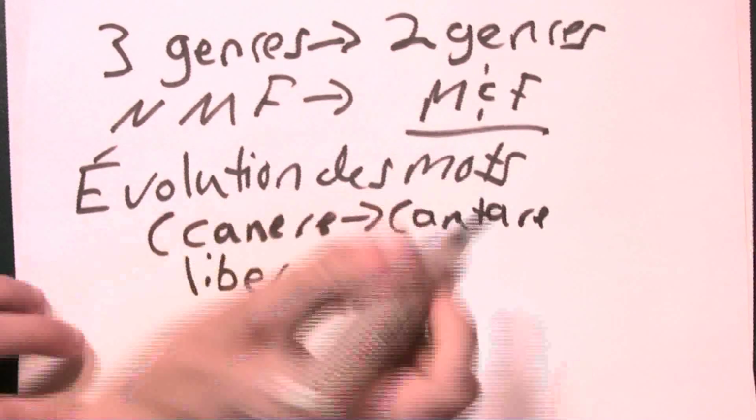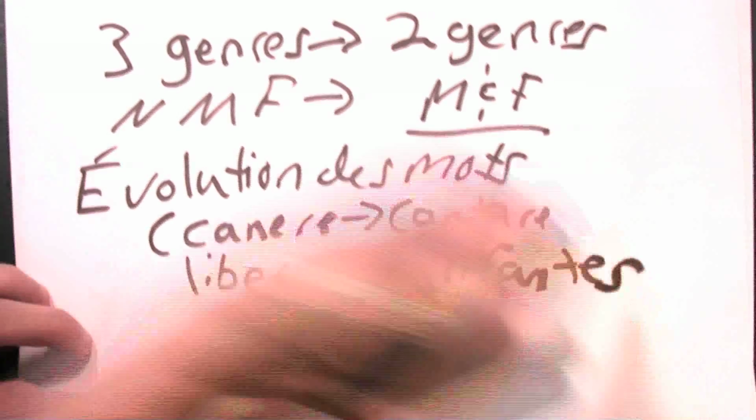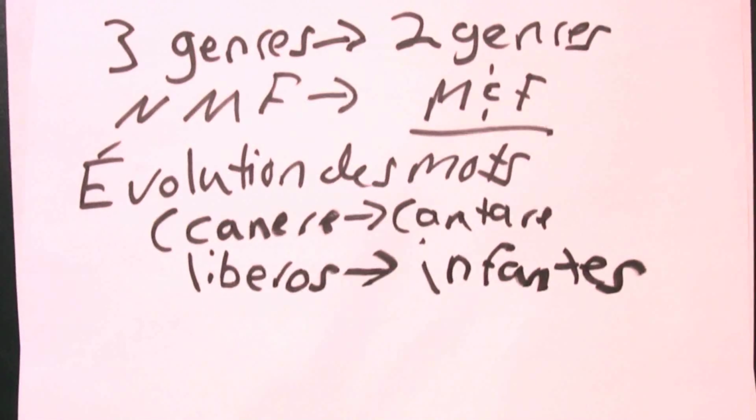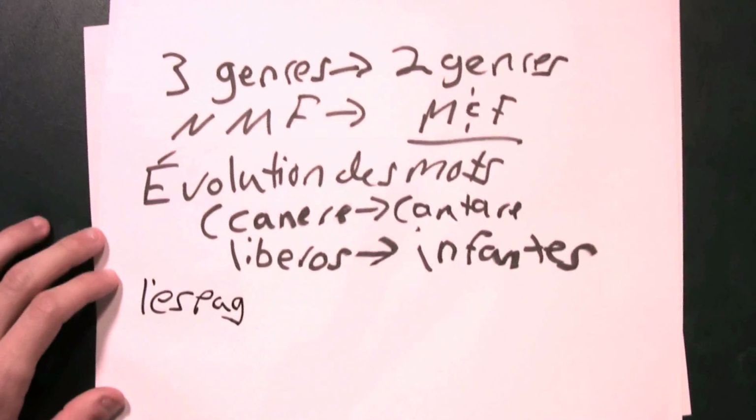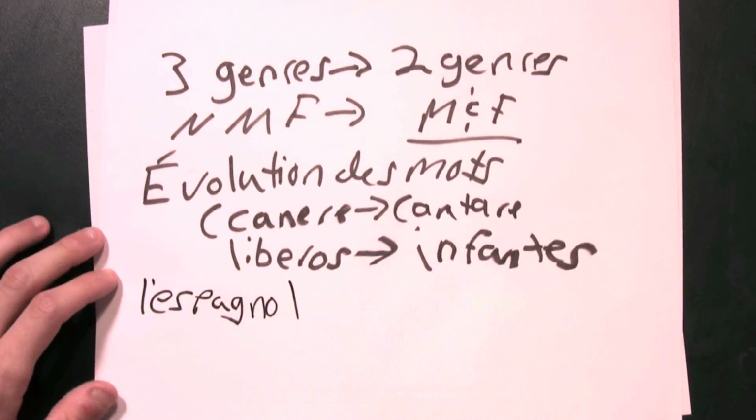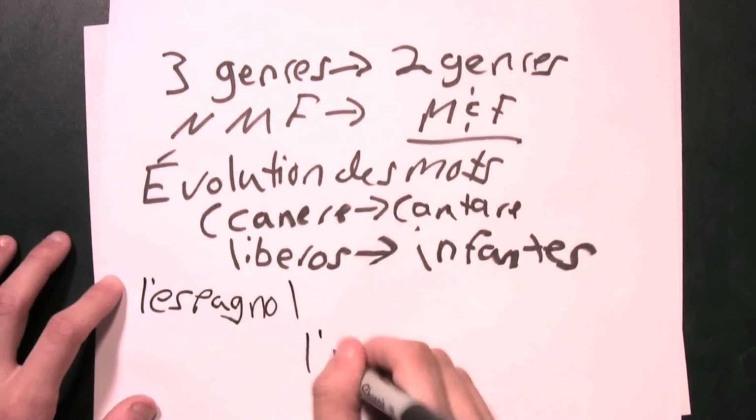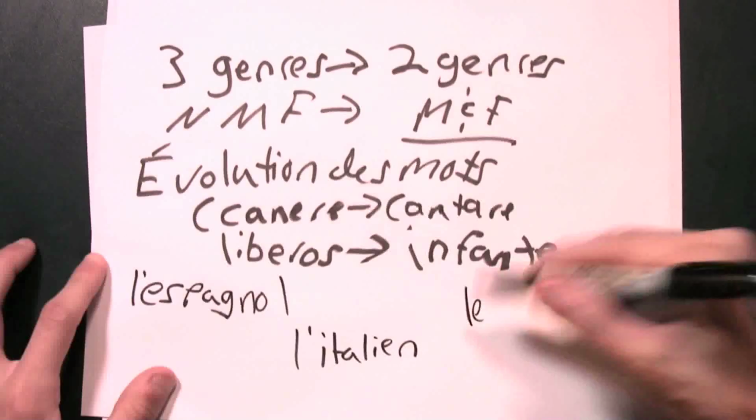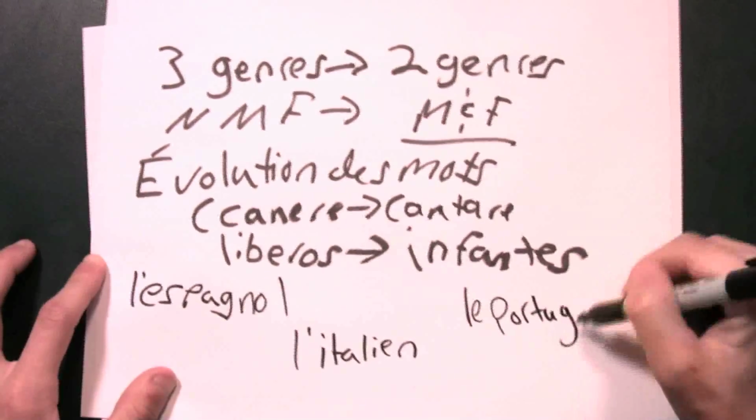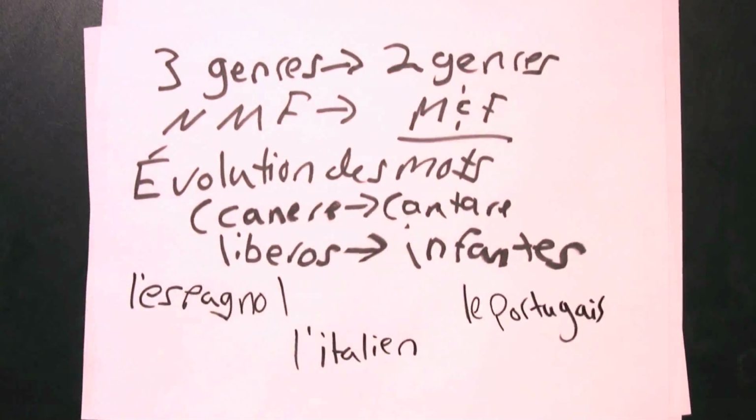In addition, a fancier word like liberos would be replaced by a slang word like infantes, children, from where we get enfant in French. Now, all the modern Romance languages come from Vulgar Latin, such as Spanish, Español, Italian, Italiano, Portuguese, Português, or Portuguese, depending on where you say it. And of course, mine and your favorite, le langage français.